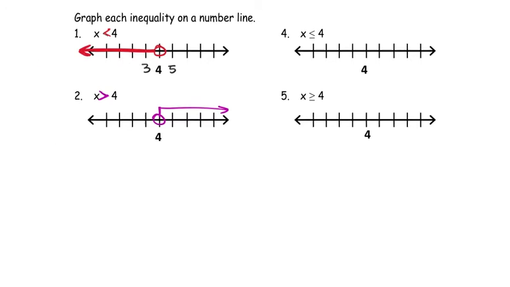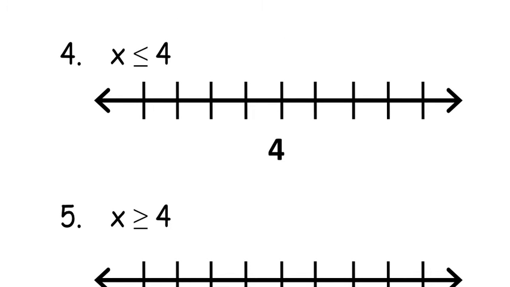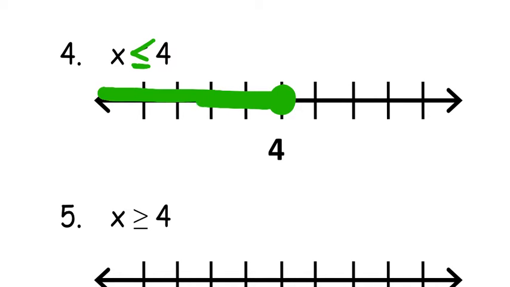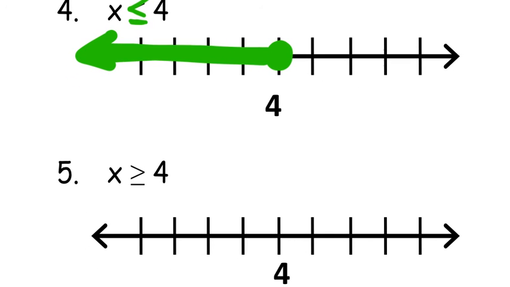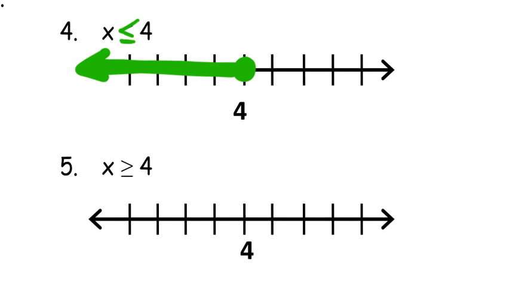On number 4 here, x is less than or equal to 4. On this one I got the equal part of the inequality, which means at 4, I have to fill that in. That's a closed circle. And this one is not eating the x, which means the line would go to the left. Again, some students like to make this a really thick line and then show that it's going to the left. That doesn't really matter to me, as long as you can see it and understand what's going on.